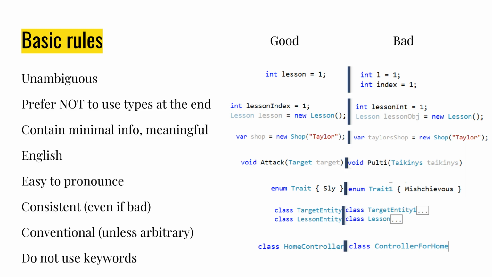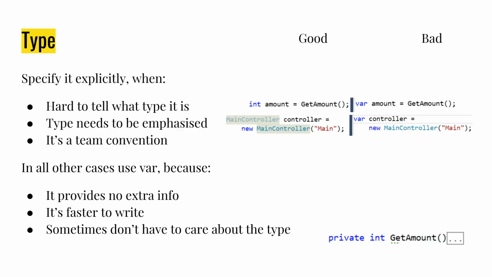And here you can see the last example, HomeController and ControllerForHome. You know that, let's say in an MVC app, you have controllers and controllers have the suffix Controller. Don't reinvent that and keep to the convention. HomeController is the class responsible for the business logic of your view. So don't reinvent the wheel and keep the name how it was designed. Unless, of course, the team has different conventions.